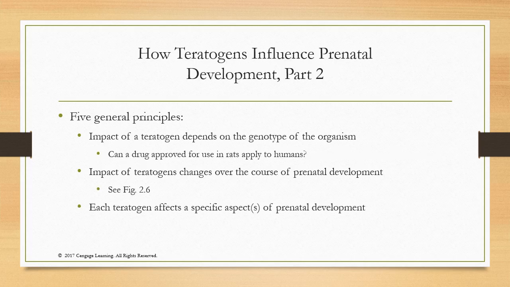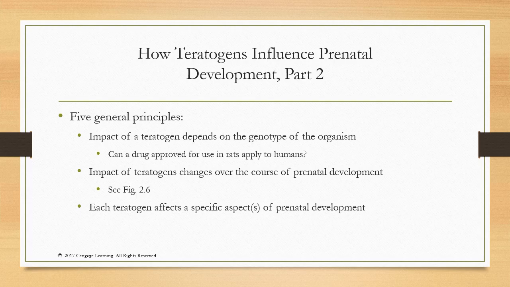So now let's look at how teratogens influence prenatal development. There are 5 general principles, so you're going to want to know them and understand them. The impact of a teratogen depends on the genotype of the organism.